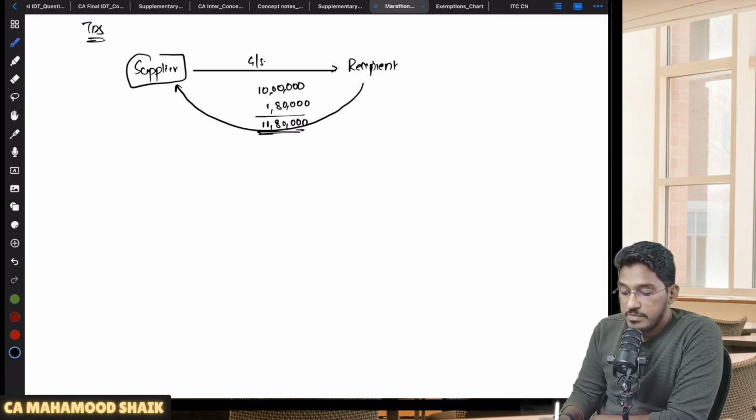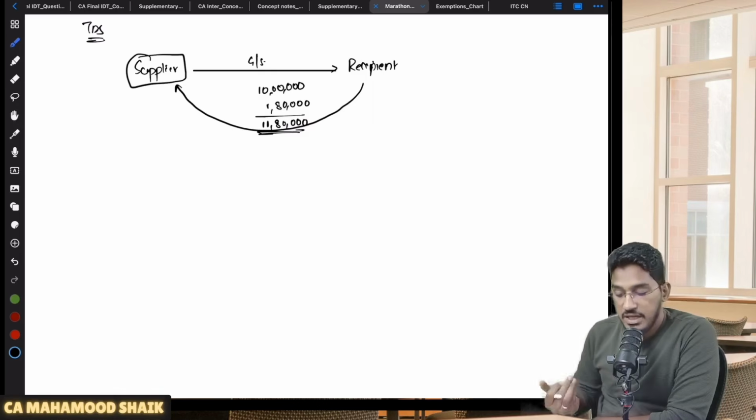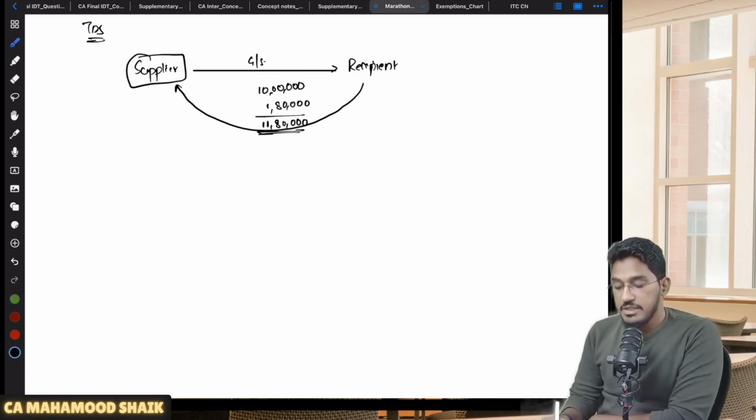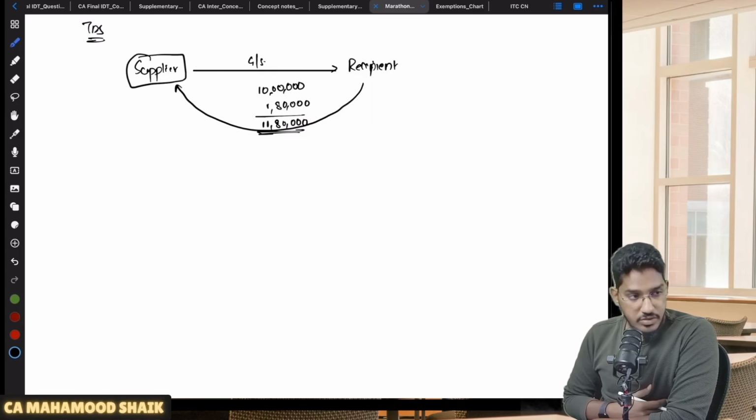After getting this payment, the supplier might declare this supply in his outward supplies in his GSTR-1, or he might not declare it. If he declares it, the government will get the revenue. If the supplier is not declaring that outward supply in his GST return, sir, what is evasion? Evasion means escaping. Yes, evasion means escaping.